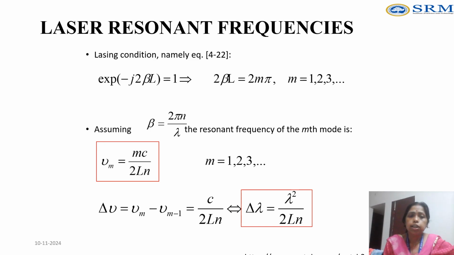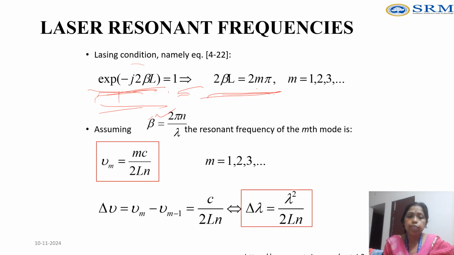So again, what I told is that the phase should also be equal to 1 for getting the resonance frequency and the coherent line. The e to the minus j 2 beta L should be equal to 1. If you write this as equal to 1, by the mathematical formula you can write 2 beta L is equal to 2 pi m. The beta is equal to 2 pi by lambda. Okay, and this is the resonance condition. The lambda is the resonance wavelength of the mth order mode.